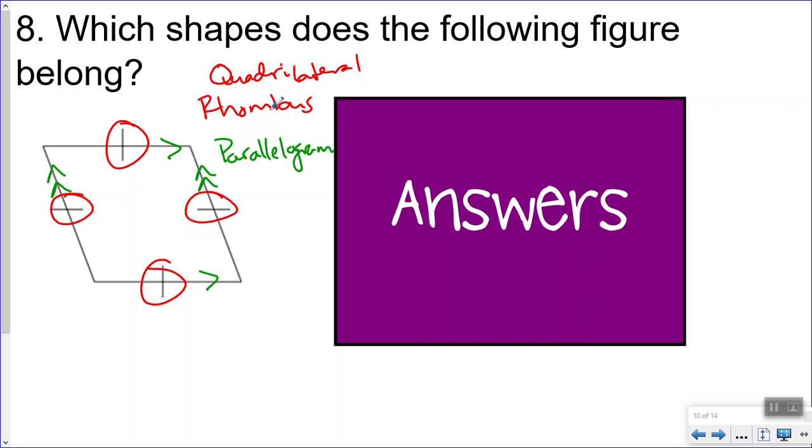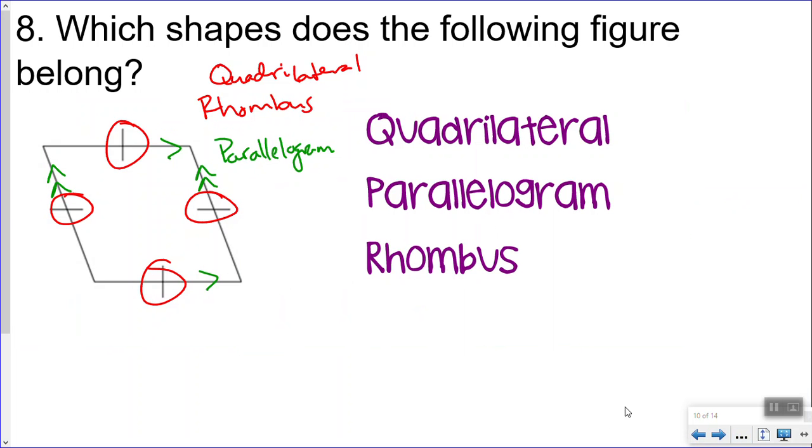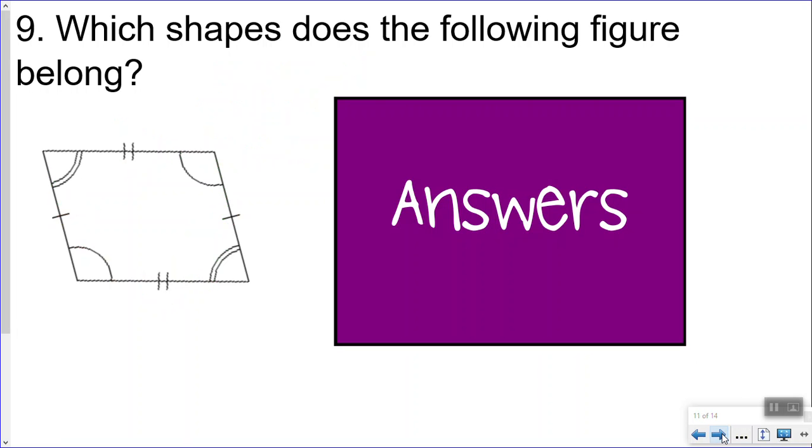We can also use our tree diagram. If we go to rhombus, everything from rhombus up includes parallelogram and quadrilateral. So even though rhombus is the best name, these names also apply to the shape as well. Okay, now we want to try this one.